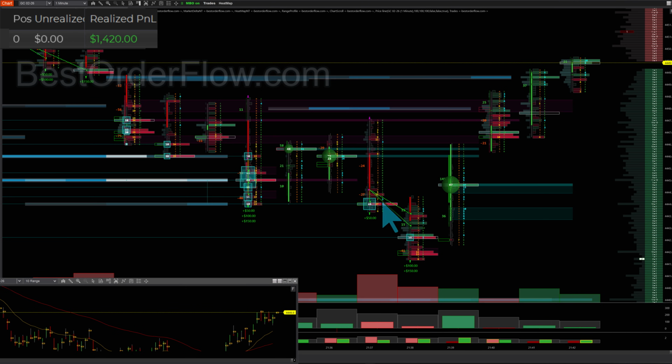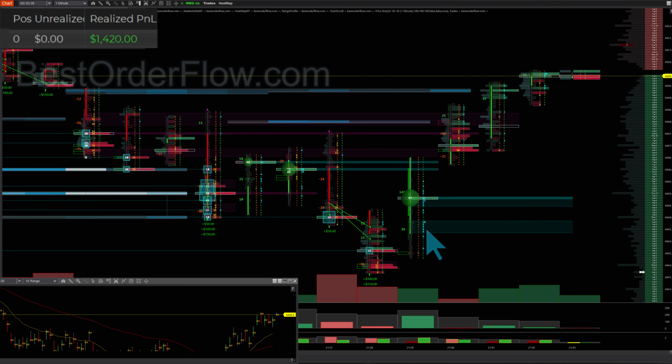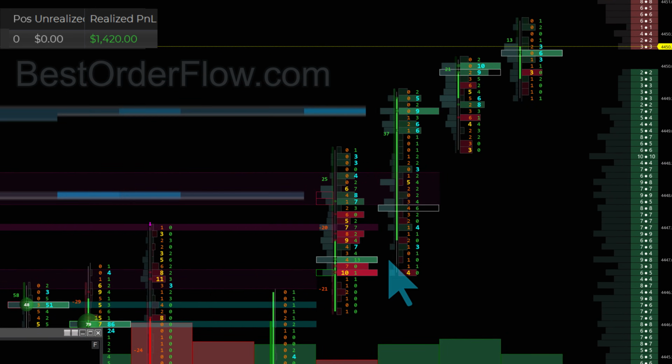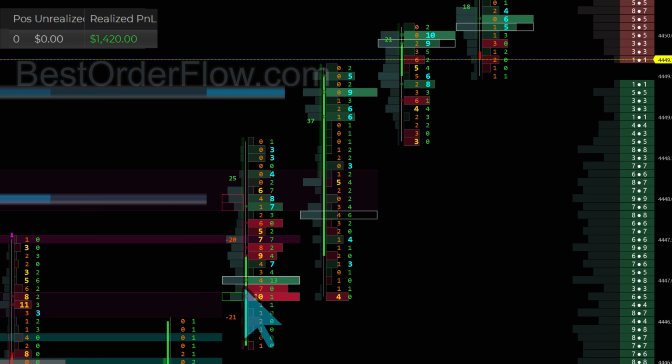Market speed, footprint integrated with the heat map. Footprint shows the imbalance zones. This is a buying imbalance zone, buying imbalance zone. Then we can observe the POC, point of control, and in each candle, the biggest fight inside of this candle.